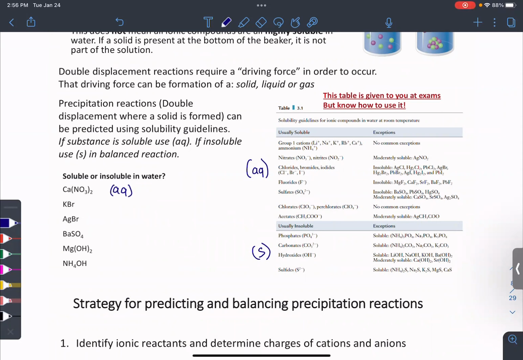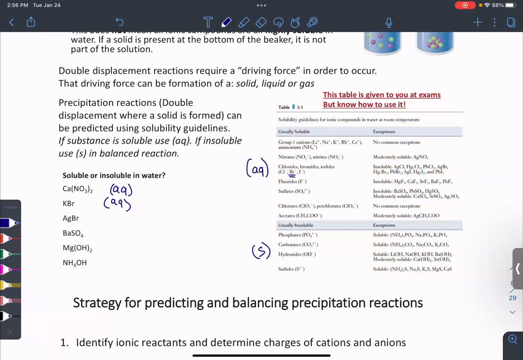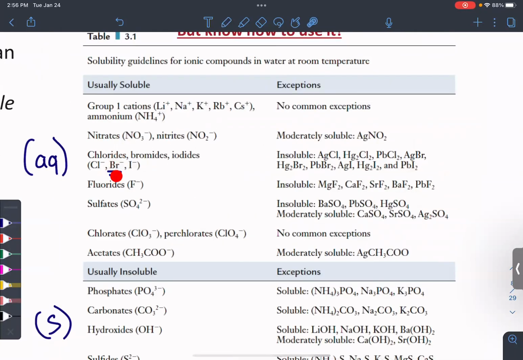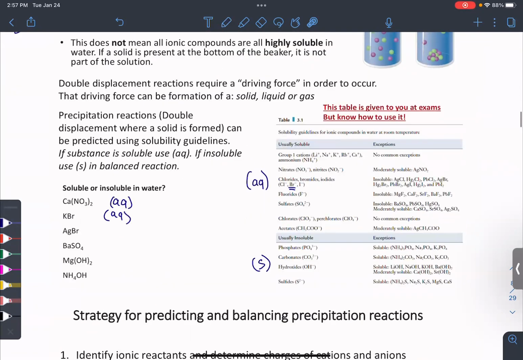What about KBr? Aqueous or solid? It is also aqueous. If you look at where bromide is here, potassium's not an exception. What about AgBr, silver bromide? Aqueous or solid, according to the table? Solid, yeah. You might look and see, oh wait, but a bromide is usually soluble. But if you look over to the right, silver bromide is one of the exceptions there. So yeah, silver bromide is a solid. What about barium sulfate?